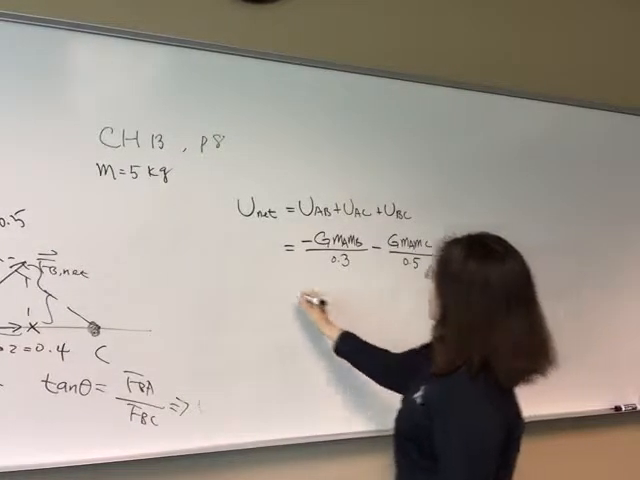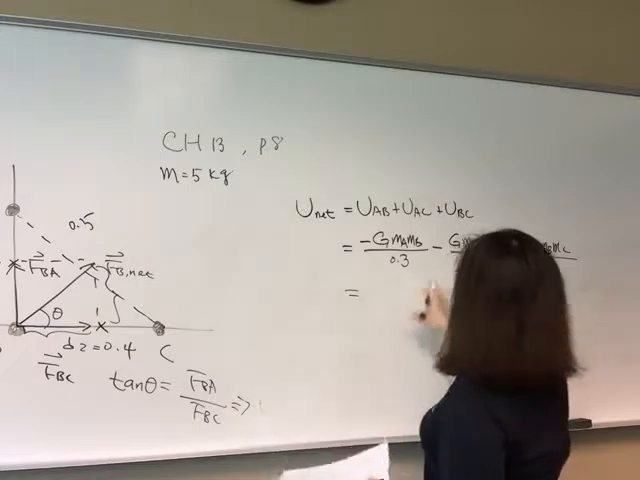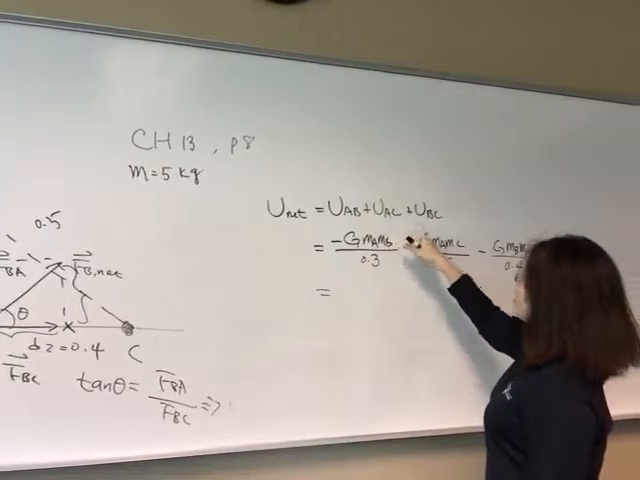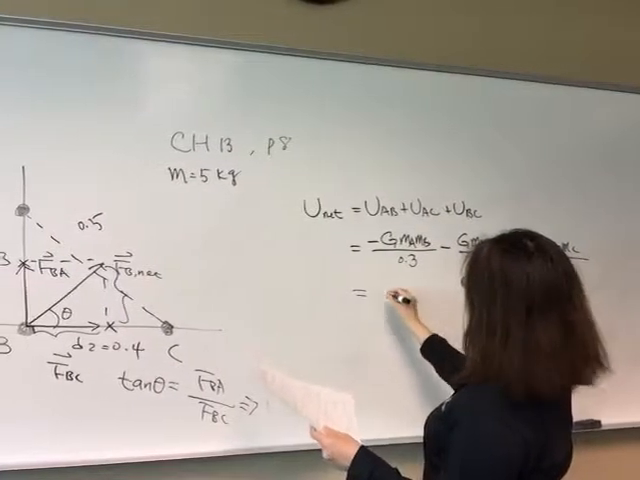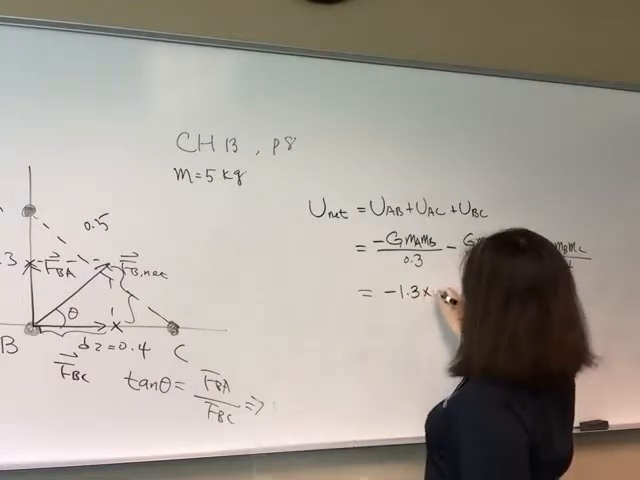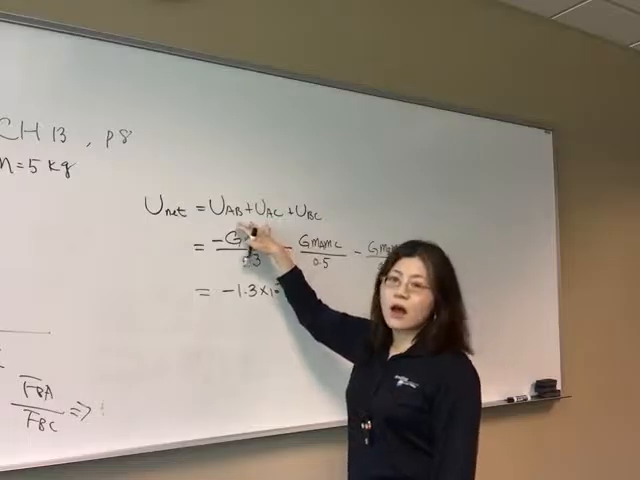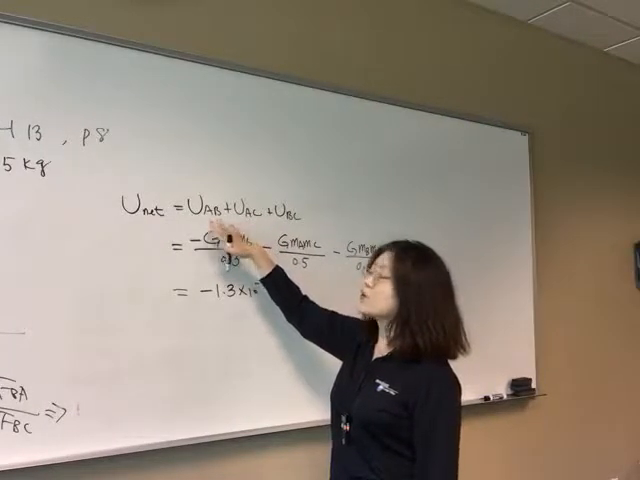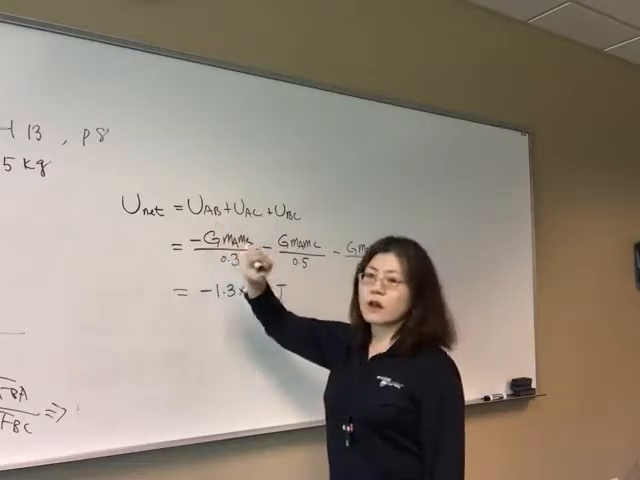After you plug in those numbers, the mass is 5, G is the numerical value. After you punch in the numbers, you should get a value that is negative 1.3 times 10 to the negative 8th, and that's in joules. All right, as you can see, when we pair them, we just use the numerical value. We do not give it a direction.